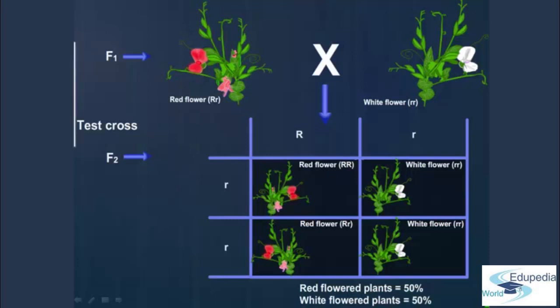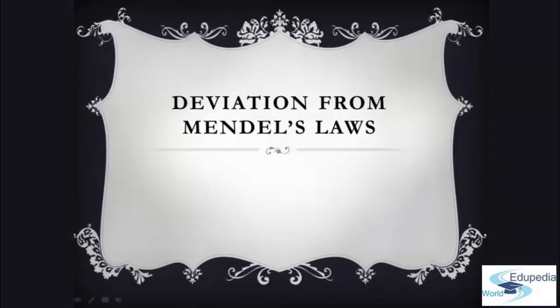Now we will discuss the deviation from Mendel's law. Since the discovery, in fact I should say rediscovery, of Mendel's law in the year 1900, cases have been reported which gave additional information regarding the patterns of inheritance. So there are certain traits which deviate from Mendel's law.